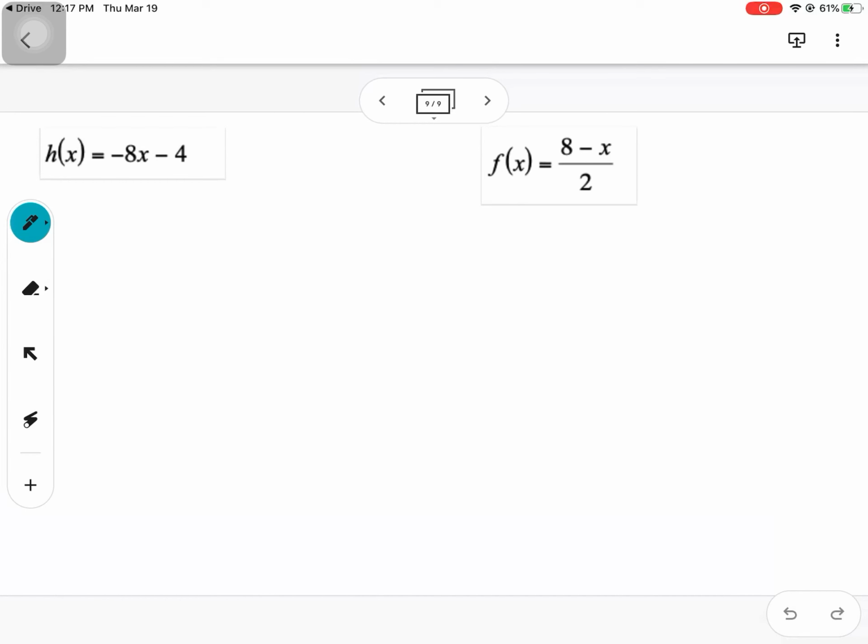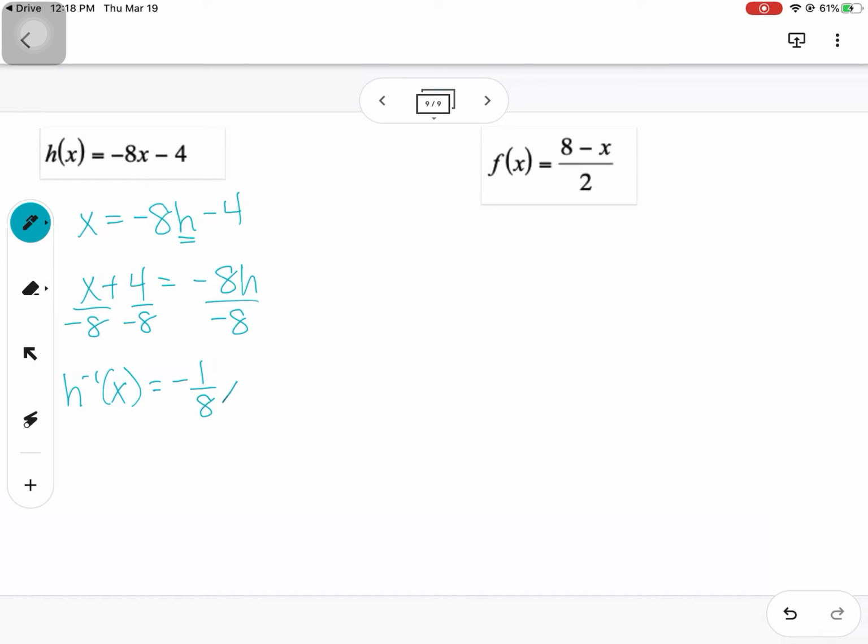For this first one, again, I would flip my variables, so x equals negative 8h minus 4, and now I need to solve for h. So I'm going to add 4, and then I would divide by negative 8 across the board. So my inverse of h would be negative 1/8 x minus 4 over 8 is really a half. This would be my answer.